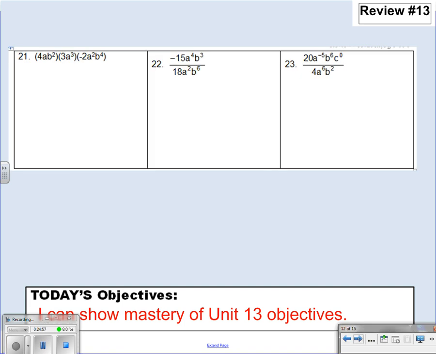Number 21, no exponents on the outside, so we're going to rewrite. 4 times 3 times a negative 2. Look at our a's. A to the 1 times a cubed times a squared. Look at our b's. B squared times b to the 4th. 4 times 3 times negative 2 is a negative 24. All my a's are together. Let's add them up. 1 plus 3 plus 2. This is a to the 6th. And then all my b's are together. 2 plus 4 is 6.